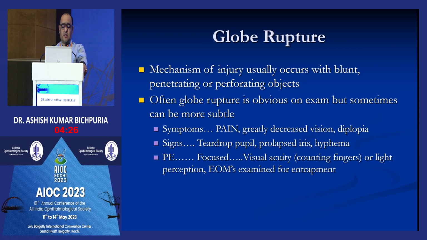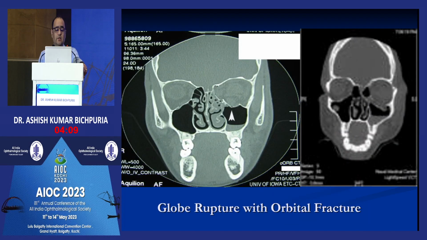Now comes to the globe rupture. Mechanism of injury usually occurs with a blunt, penetrating or perforating object. Often globe rupture is obvious on exam, but sometimes can be more subtle. Symptoms: pain, greatly decreased vision, diplopia, teardrop pupil, prolapsed iris, hyphema. Focus on visual acuity and extraocular movement for any muscle entrapment. So this is a case of globe rupture with orbital fracture.